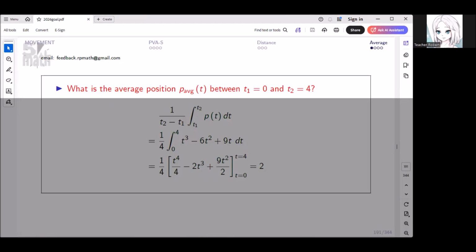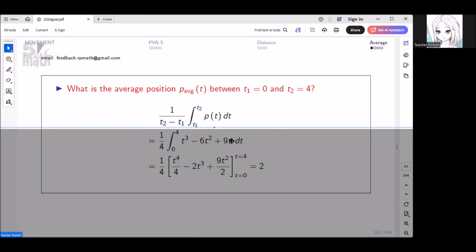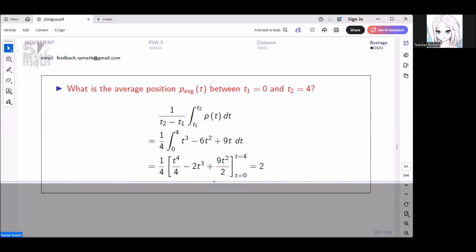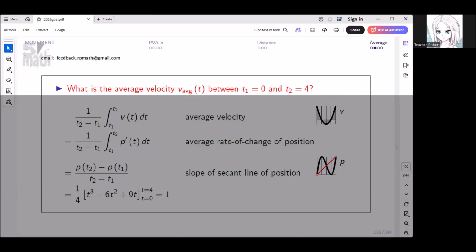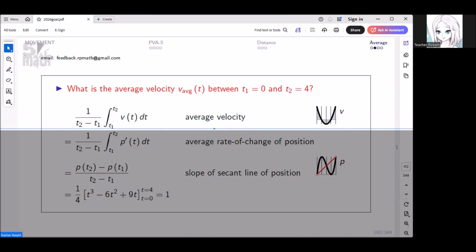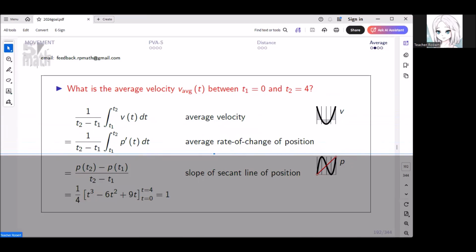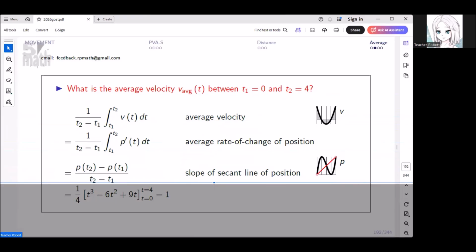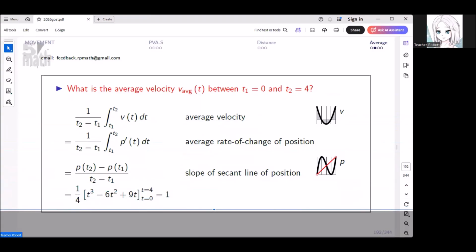What is the average position, P_f of t, between t1 equals 0 and t2 equals 4? We have this, which equals 2. What is the average velocity, Vf, of t between t1 equals 0 and t2 equals 4? Average velocity, which is average rate of change of position, which is slope of secant line of position, and we get 1.